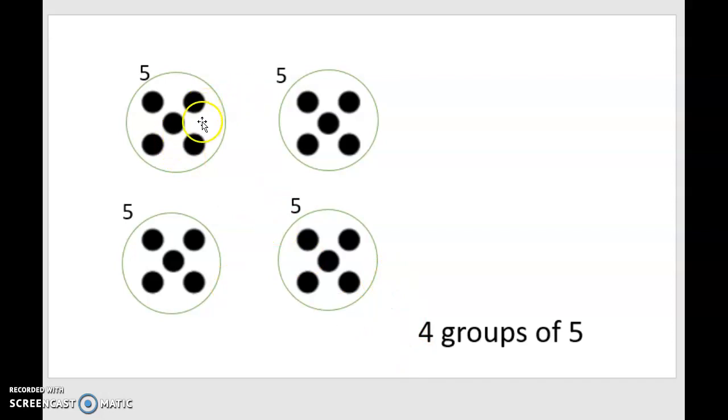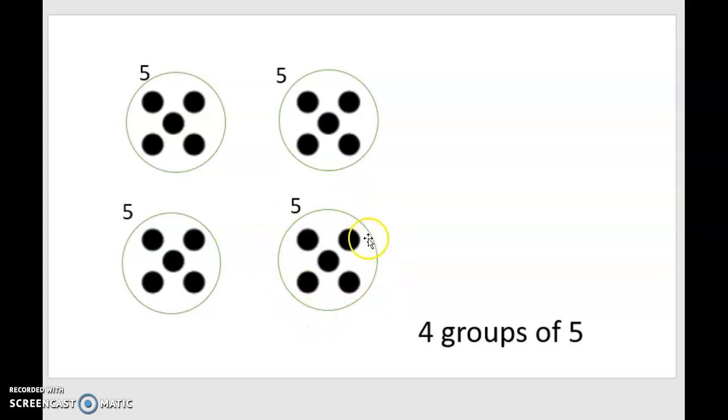Maybe you recognize that there are 4 equal groups of 5, and then you put all the groups together to figure out how many dots there are total. If you realize that there are 4 equal groups of 5 dots, then you did something called unitizing. You know that this group has 5 dots. This one group has 5 dots.